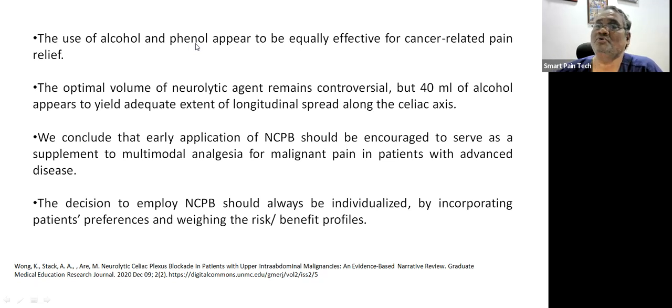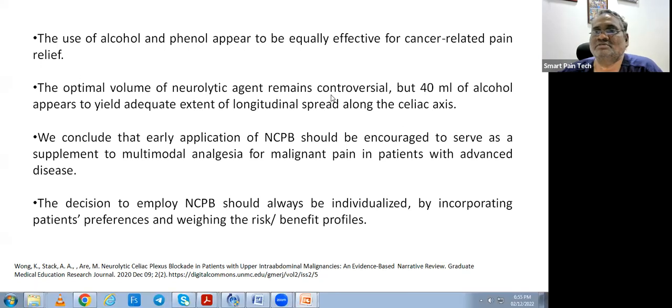Okay, and if I want to use an intrathecal neurolytic agent, especially for perineal pain, I use phenol because it is high baricity, so it will settle down, hyperbaric. So there are certain indications where we can use phenol, but most of the time I use alcohol. The optimal volume is controversial, but 40 ml is adequate. I use 20 to 20 ml.